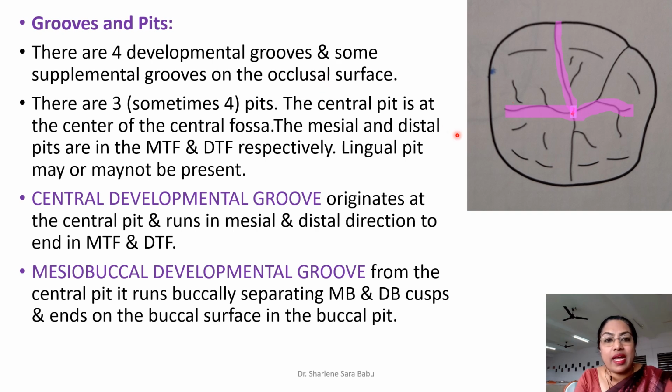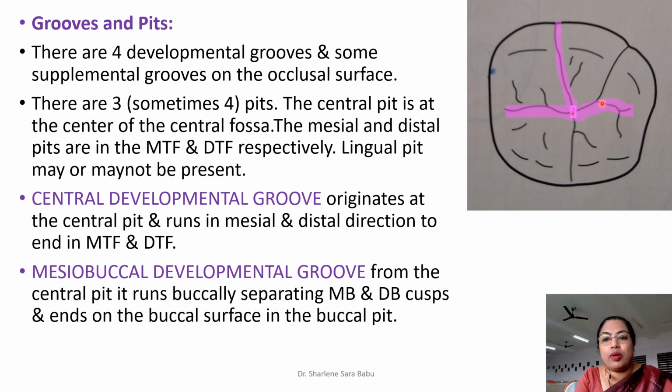Next, about the grooves and the pits. There are 4 developmental grooves and some supplemental grooves on the occlusal surface. The first is the mesiobuccal developmental groove, distobuccal developmental groove, central developmental groove, and the lingual developmental groove. And there are 3 or sometimes 4 pits. That is a central pit, mesial pit, distal pit, buccal pit. Lingual pit may or may not be present.